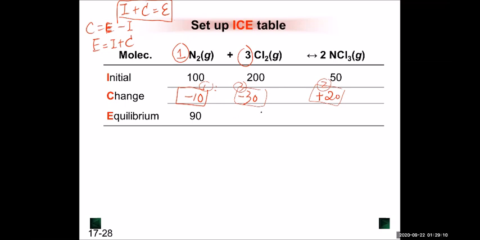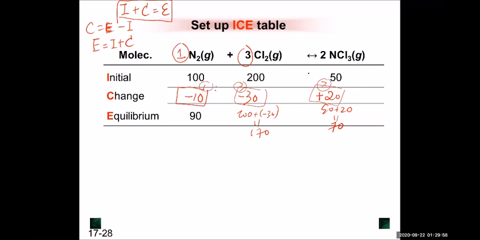So we're trying to find out the end for chlorine. The end of chlorine, or the equilibrium of chlorine, is the initial plus the change. That gives me 170. The end of chlorine gas has 170 molecules. And for nitrogen trichloride, the same thing: initial, which is 50, plus change. Change is positive 20 because we're gaining the product. So after that, we get 70 nitrogen trichloride molecules in the end.